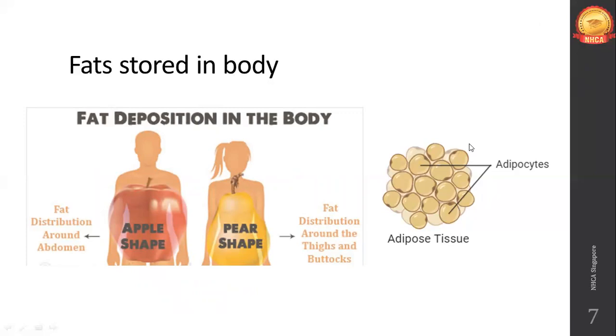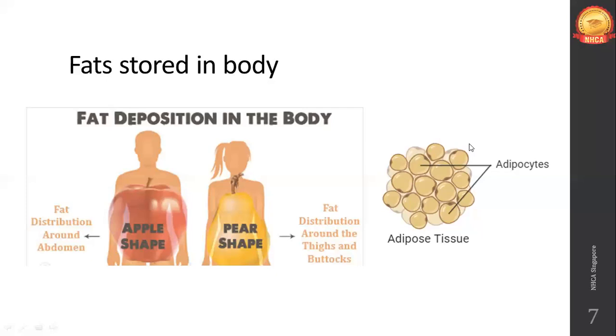This is a different shape of the body. Usually it's not compulsory that men will have only apple shape and women will have pear shape. Some men do have a pear-shaped body, some women do have an apple-shaped body. It's not like black and white; there's a range of body shapes. But generally speaking, an apple-shaped body means you have a lot of fat accumulated around your abdomen, and in pear shape most of the fat is accumulated around the thighs and buttocks.